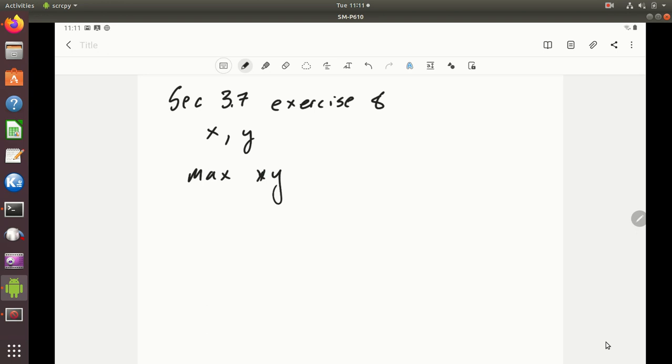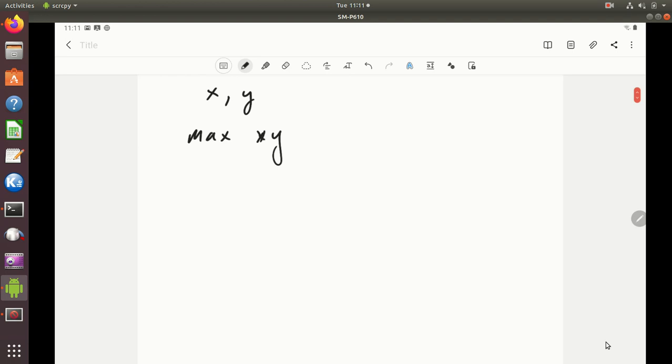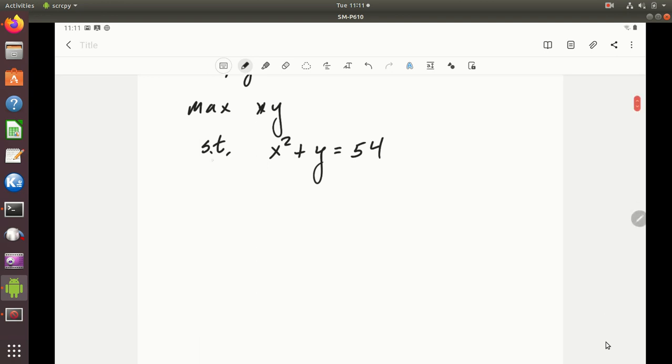So again, the problem is that that could be anything, and actually if there are no constraints on these, the answer is infinity. But this is subject to, and they say the first number, we'll call the first number x, so the first number squared plus the second number is 54. Okay, so I will use that constraint and solve for y. So I have y equals 54 minus x squared.